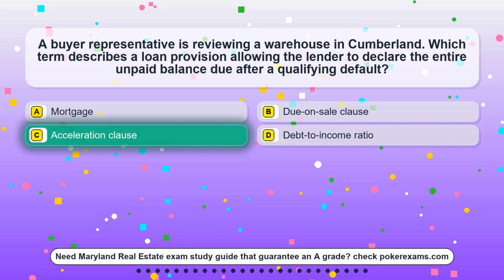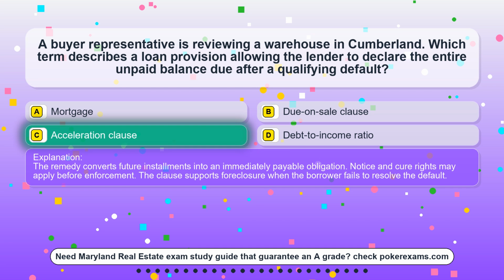The correct answer is option C, acceleration clause. The remedy converts future installments into an immediately payable obligation. Notice and cure rights may apply before enforcement. The clause supports foreclosure when the borrower fails to resolve the default.